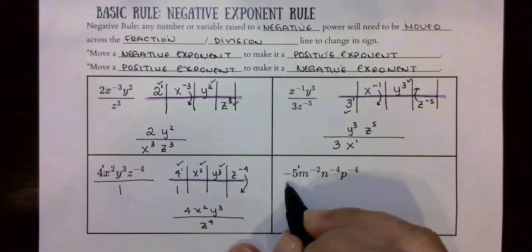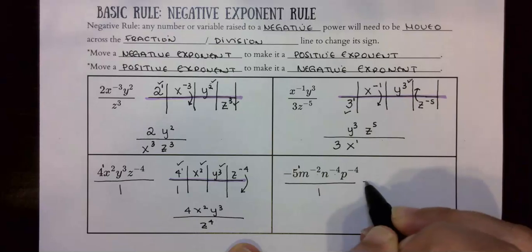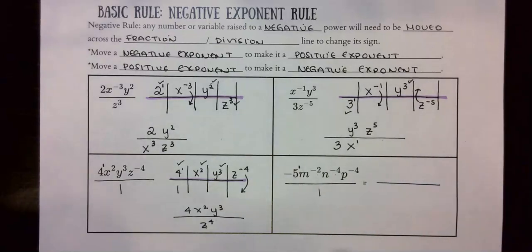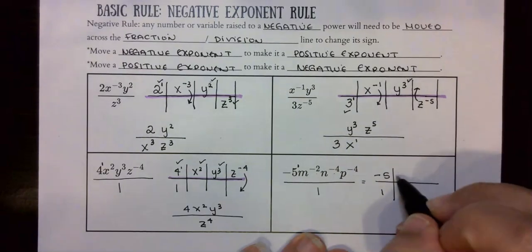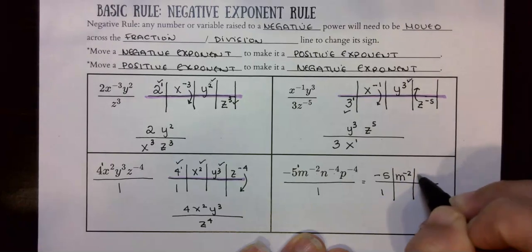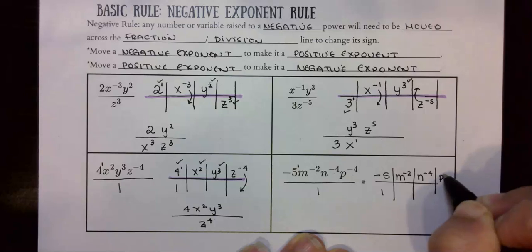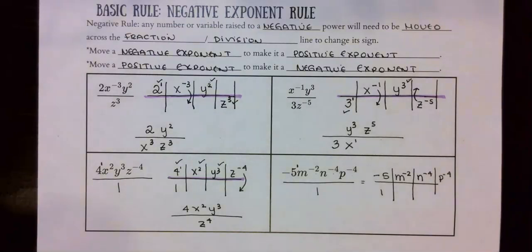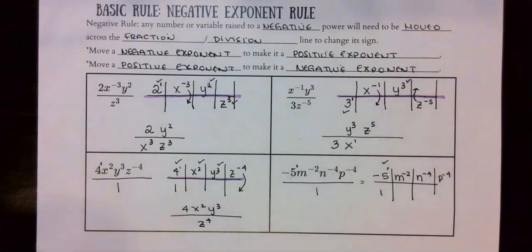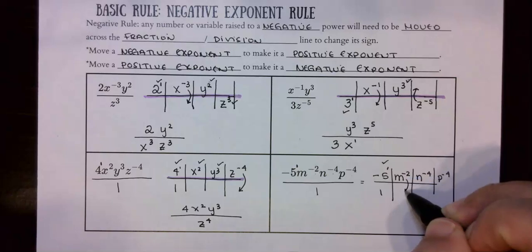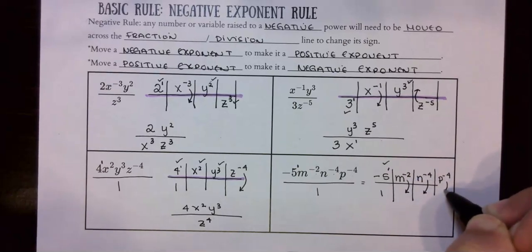So what I'm going to do here is turn this into a fraction. And if you want to, you can rewrite it. So we're going to have this negative 5 here with the 1. We're going to have m to the negative 2, n to the negative 4, and p to the negative 4. And from here, you're going to notice that the only thing staying on top is going to be the negative 5, because it has a positive 1 exponent. Because it's a positive 1, it doesn't need to be moved. So don't look here, look here. All right, this is a negative, so it has to go down, down, and down.